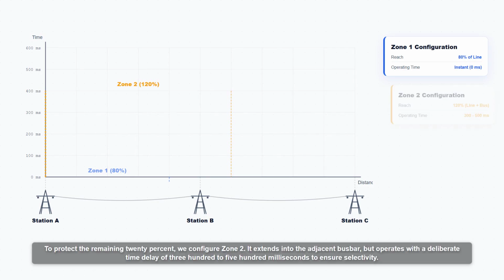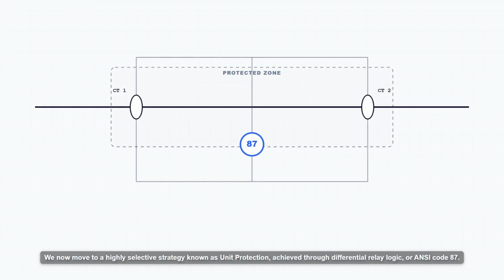To protect the remaining 20%, we configure Zone 2. It extends into the adjacent busbar but operates with a deliberate time delay of 300 to 500 milliseconds to ensure selectivity. We now move to a highly selective strategy known as unit protection, achieved through differential relay logic, or ANSI code 87.